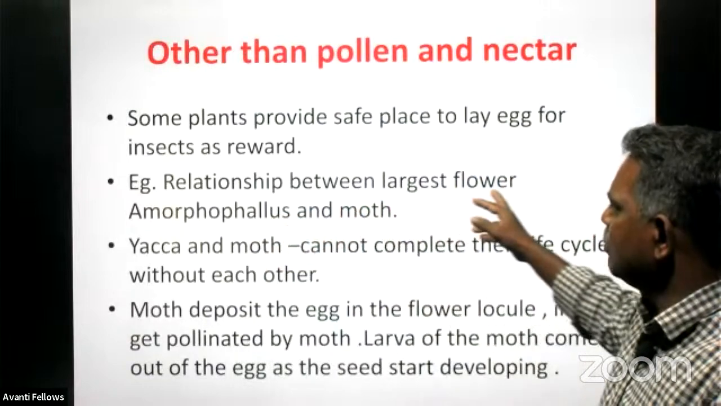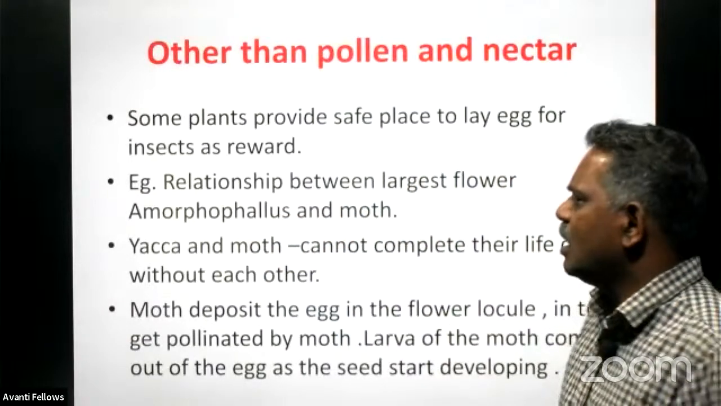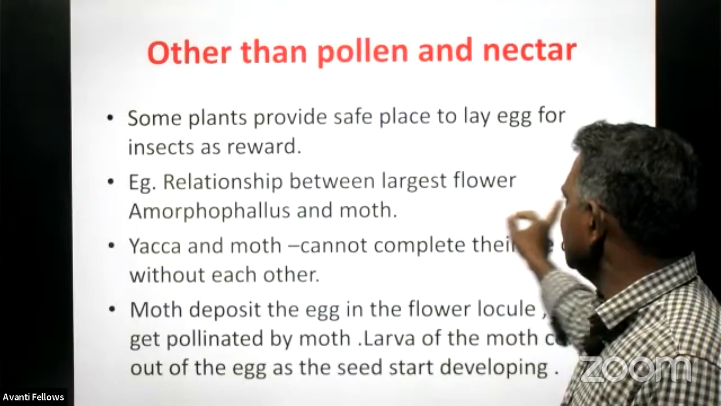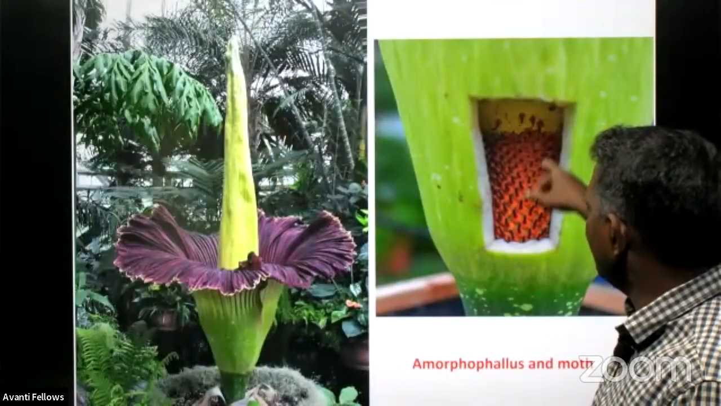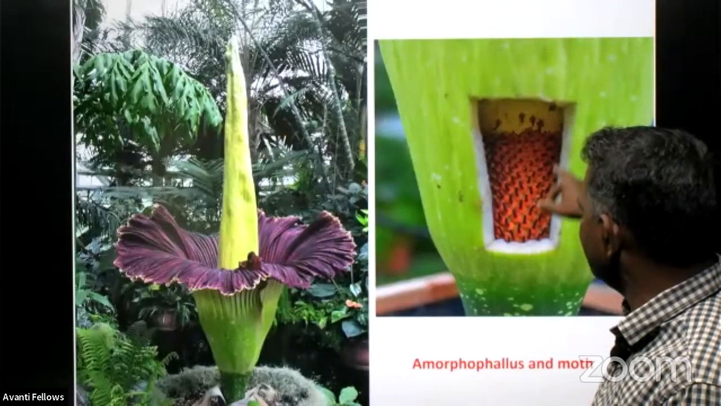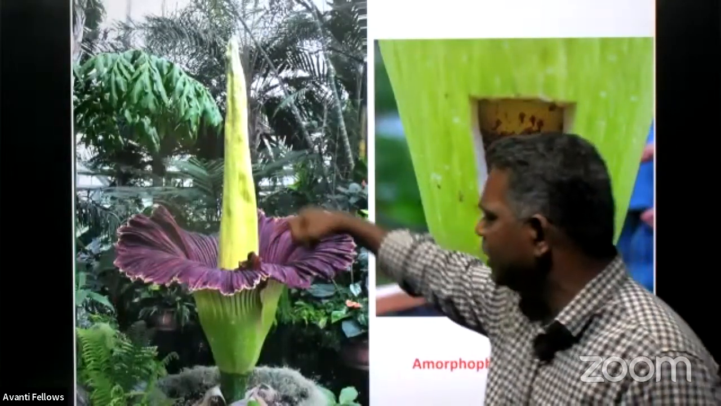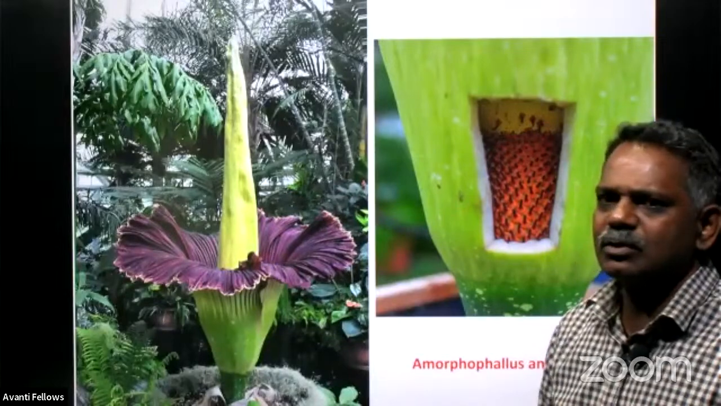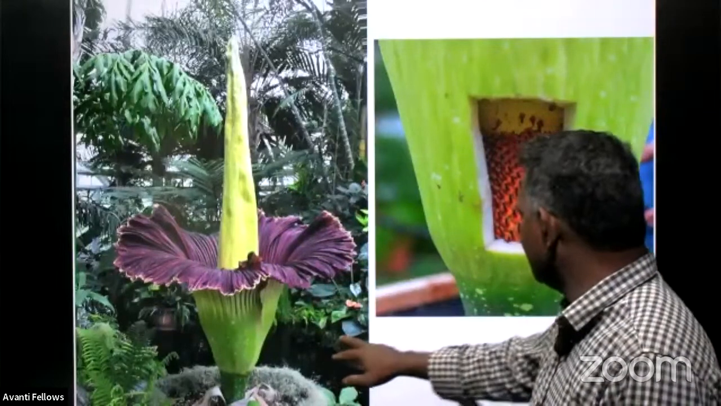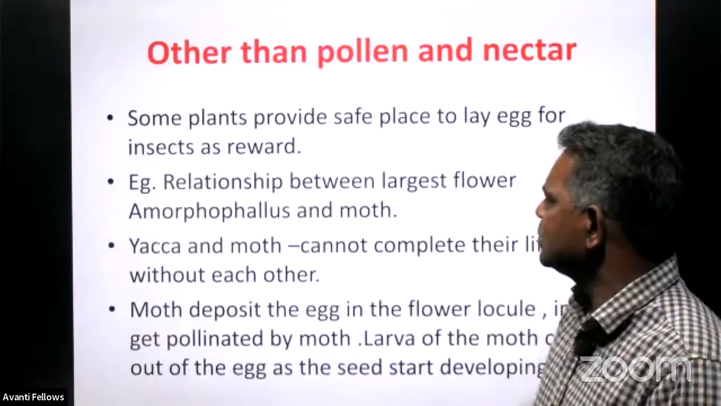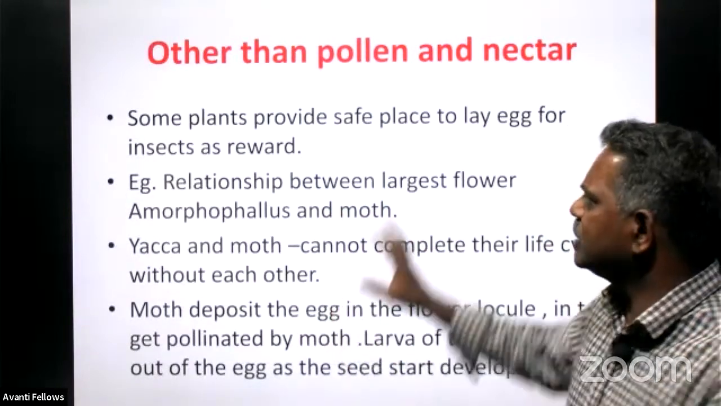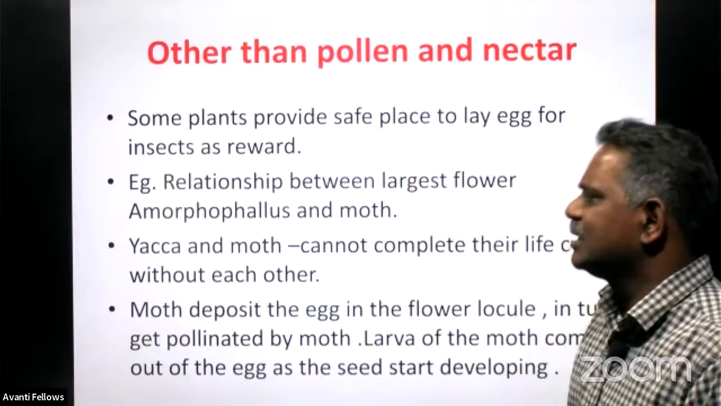Example, the relationship between the largest flower, Amorphophallus, and the moth. See, this is the Amorphophallus, and there we can find the egg laying area. This is inside only. They are laying eggs inside. So the relationship between this moth and this Amorphophallus plant is a very good example of such a relationship.